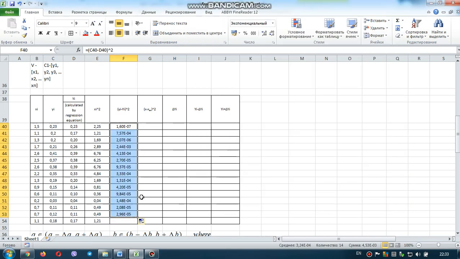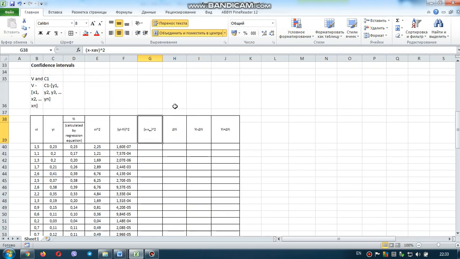And then multiply our formula. X minus average squared. This is x minus x average squared. You can just calculate the x average value. It's not a problem as well.